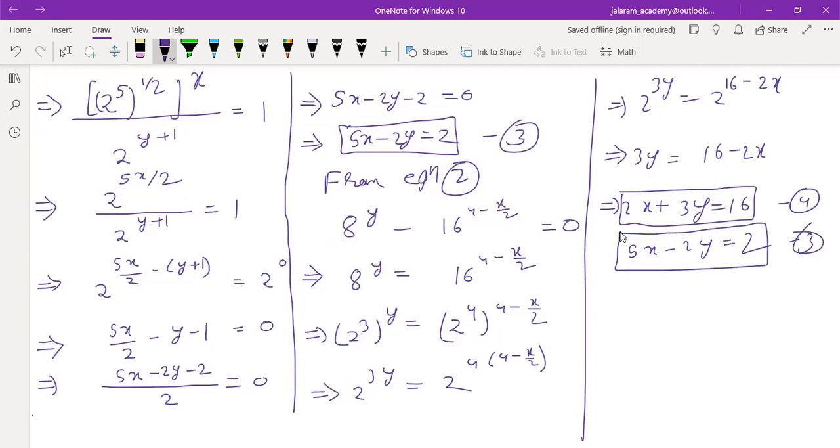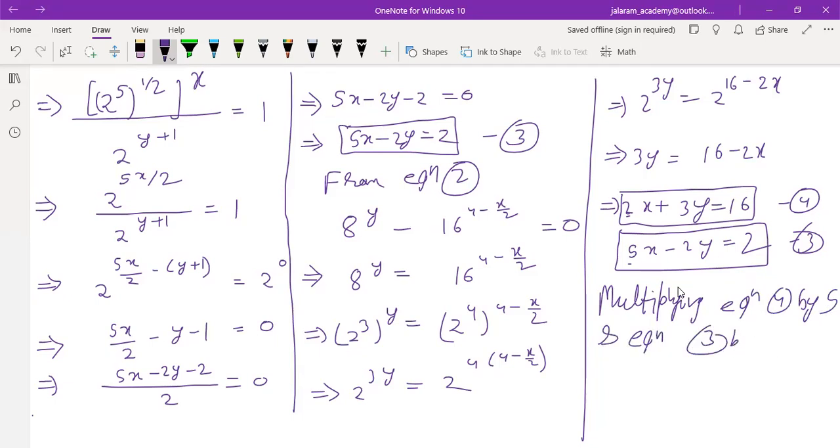So we can use the method of elimination. Coefficient of x is 2, coefficient of x is 5, LCM of 2 and 5 is 10. So how to make the coefficient of x 10 in equation 4? When we multiply equation 4 by 5. So we write multiplying equation number 4 by 5 and equation 3 by 2 to make the coefficient of x 10. So 2 5s are 10x in equation 4 plus 3 5s are 15y equals to 16 5s are 80. And equation 3 multiplied by 2: 5 2s are 10x minus 4y equals to 4.